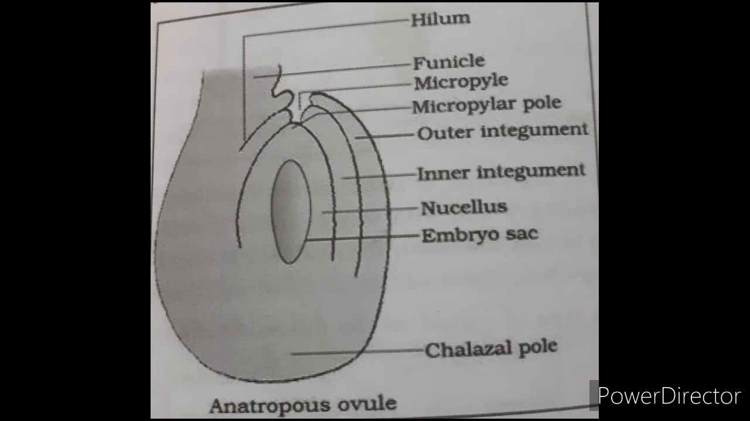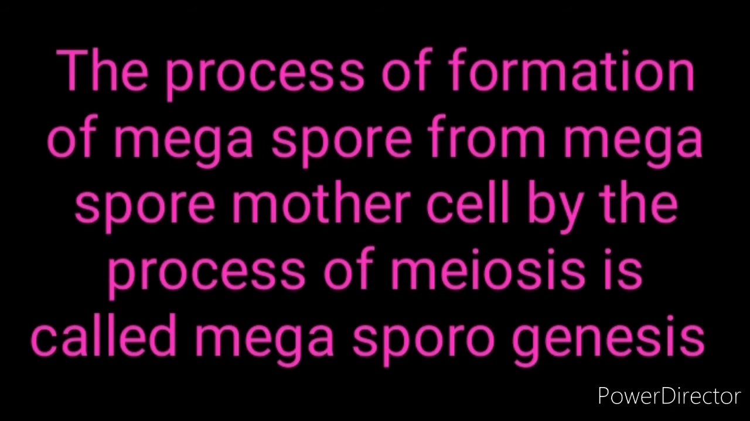So these are the parts of the megasporangium or the ovule. Now we will discuss megasporogenesis. Megaspore means the spore of the ovule, genesis means the formation. The female gametophyte or the embryo sac is present inside the nucellus structure, which is the nourishment tissue of the embryo sac.